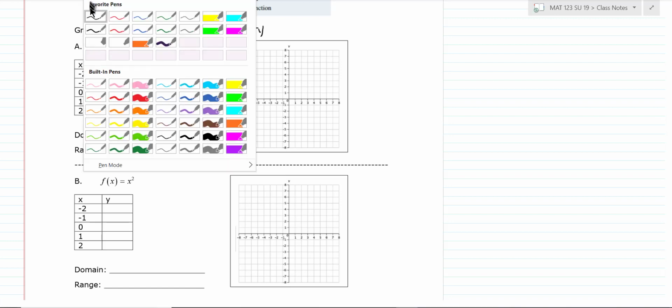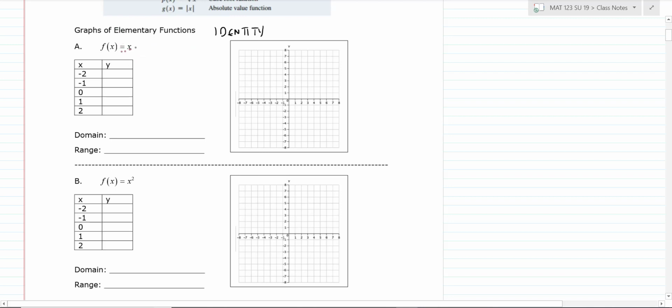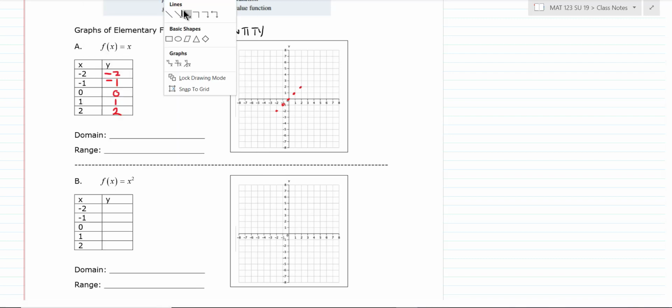All right, so to begin with, the identity function, the reason we call that is because these things are identical. If you plug in -2, you just get -2. You plug in -1, you just get -1, and so forth. So the table of values goes like this, and then we're going to plot these points. We go left 2, down 2. Just put your dots on each one, left 1, down 1, 0, 0, 1, 1, 2, 2. So that's how the identity function's graph looks.